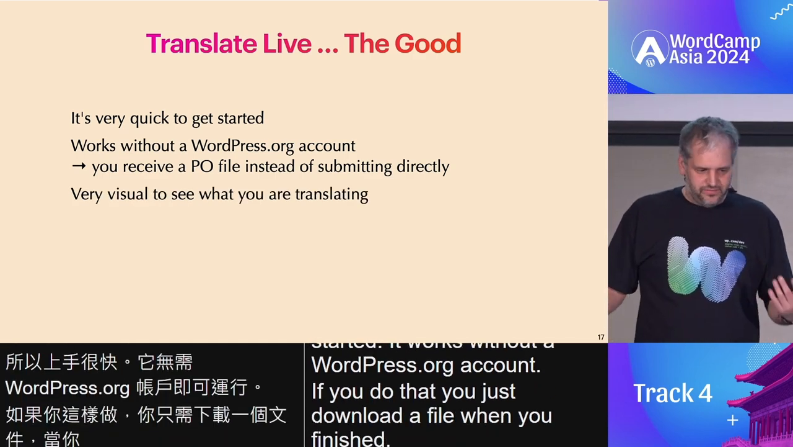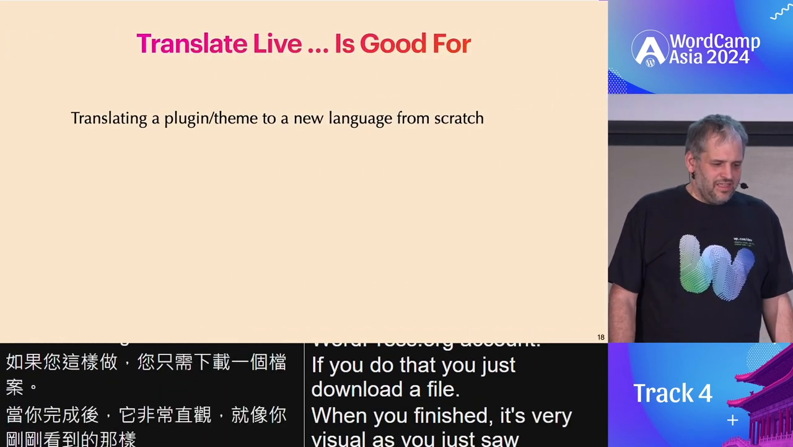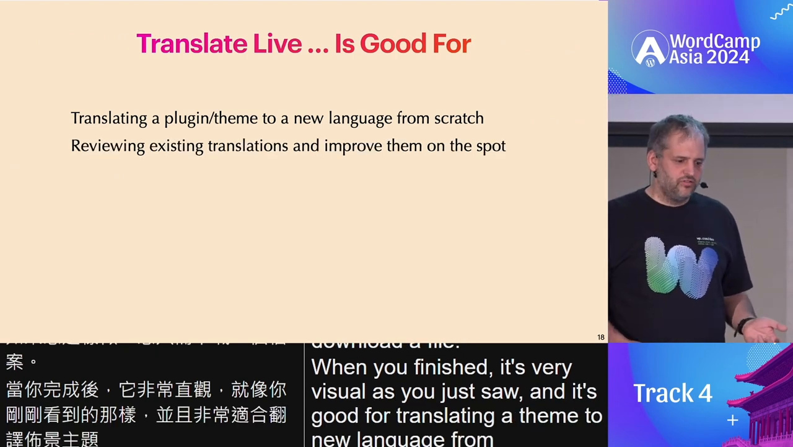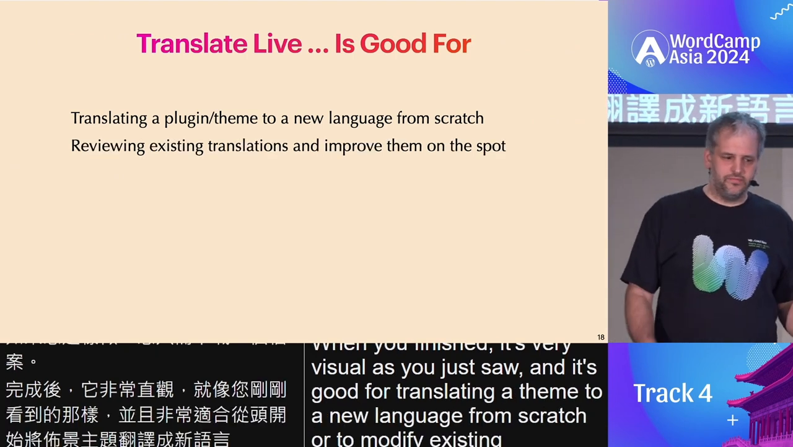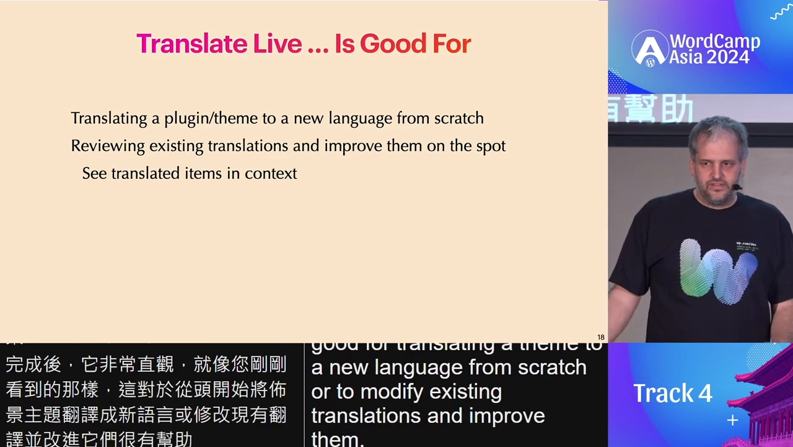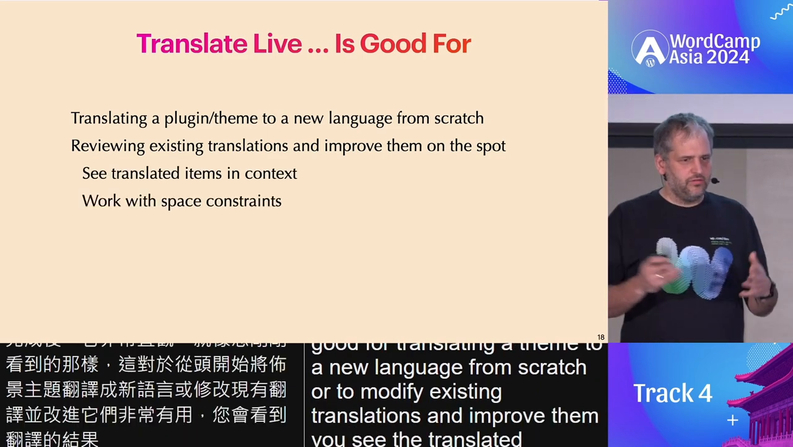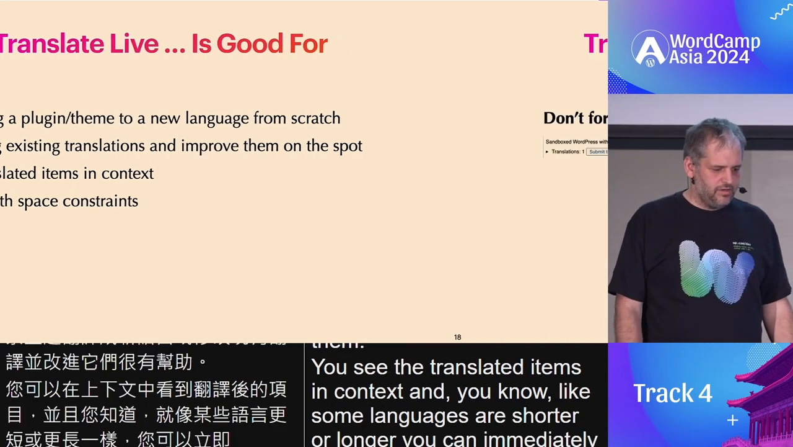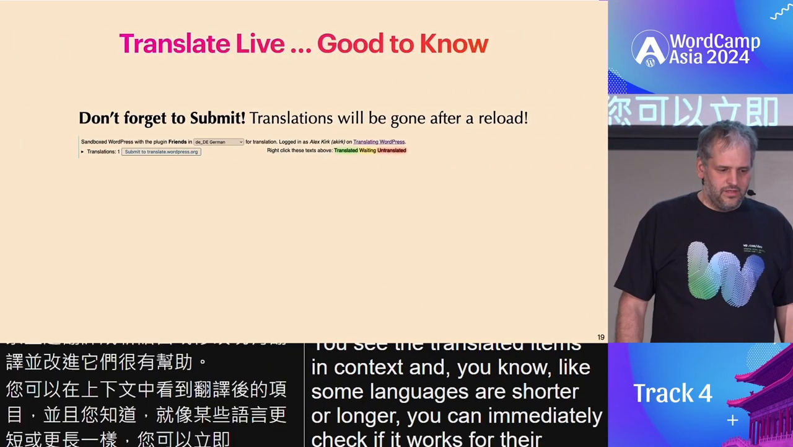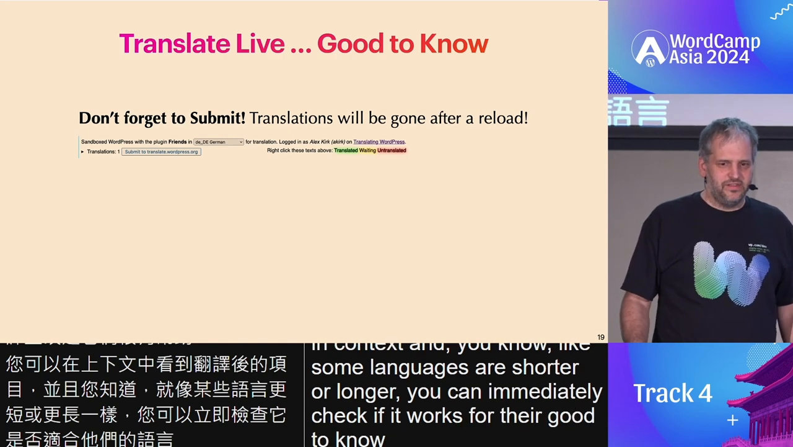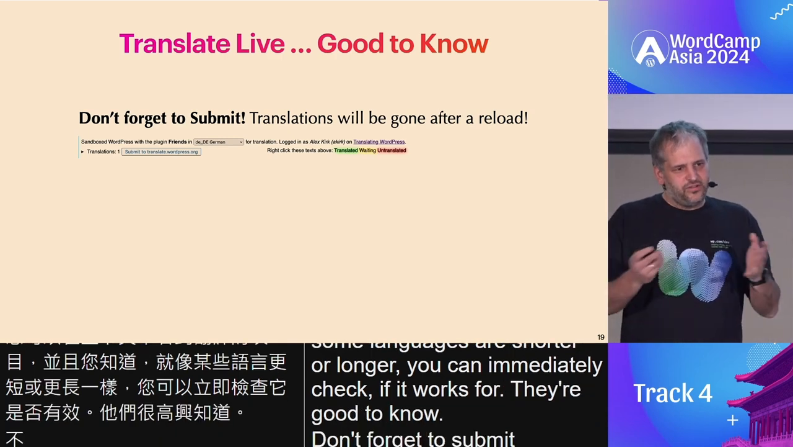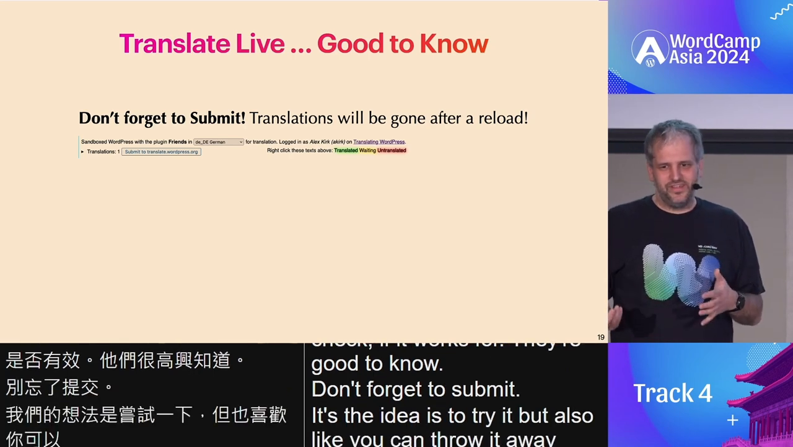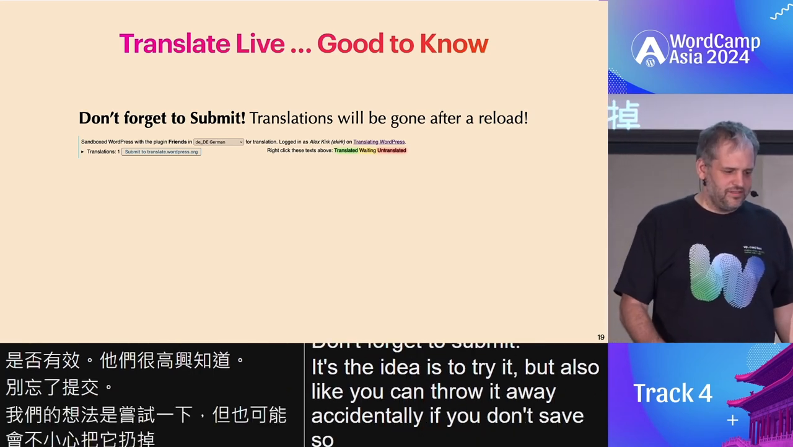It's very visual, as you just saw. And it's good for translating a theme to a new language from scratch or to modify existing translations and improve them. You see the translated items in context, and you know like some languages are shorter or longer. You can immediately check if it works for there. Good to know. Don't forget to submit. The idea is to try it, but also you can throw it away accidentally if you don't save. So submit it. There's a button at the bottom.